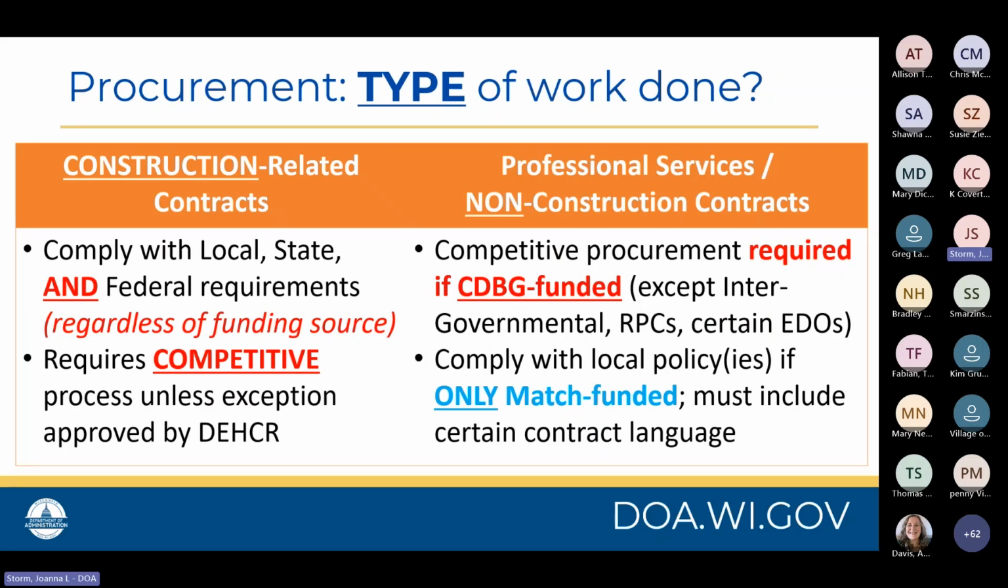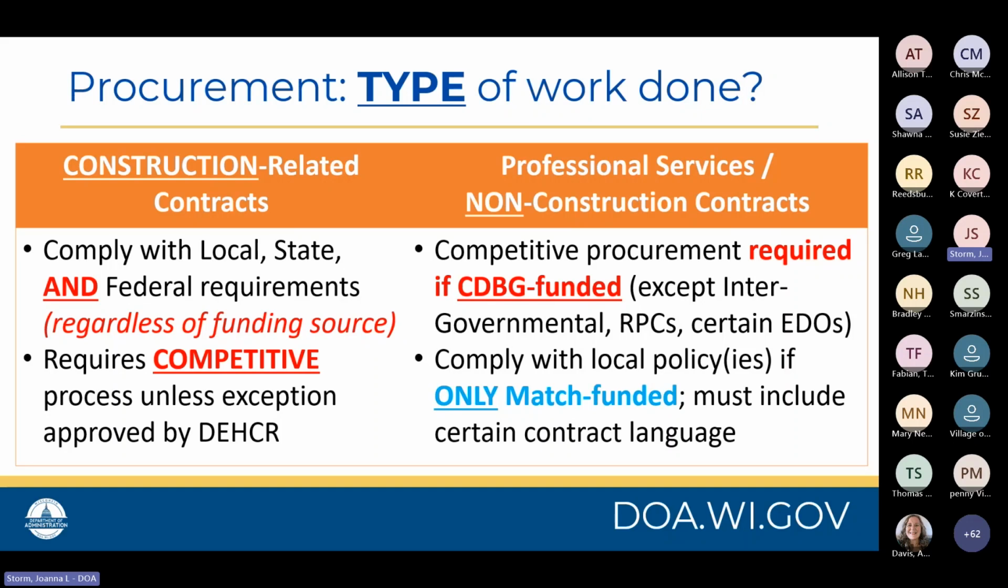When determining the type of work that needs to be done, essentially you'll need to determine if it's going to be construction related or non-construction related, which could include both supplies and professional services. For construction-related contracts, you need to comply with all local, state, and federal requirements, regardless of the funding source. And I also want to bring up here that if your CDBG-funded project is also pulling in funding from other entities, be aware that the use of those other funds may impose upon you additional rules and restrictions and requirements.